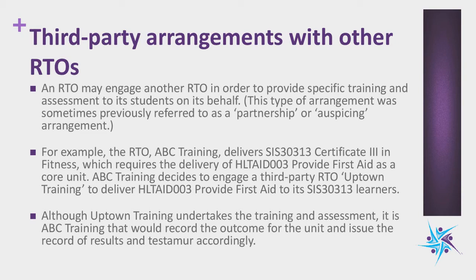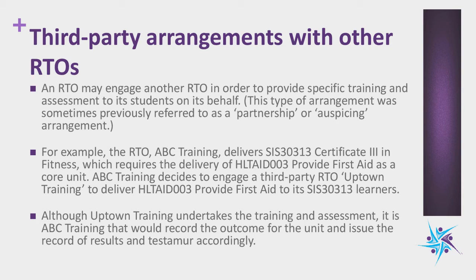So a third-party arrangement with another RTO could include that you have a partnership with an RTO where they're also an RTO, but they don't have the qualifications or the units of competency that you have on your scope. Or it might be that they do have the qualifications and units of competency on their scope, but you want to access their government funding. So this type of arrangement was sometimes previously referred to as a partnership or auspicing arrangement with another RTO. So it's basically they're an RTO already, and they may or may not have the qualifications or training products on their scope that you have on your scope.